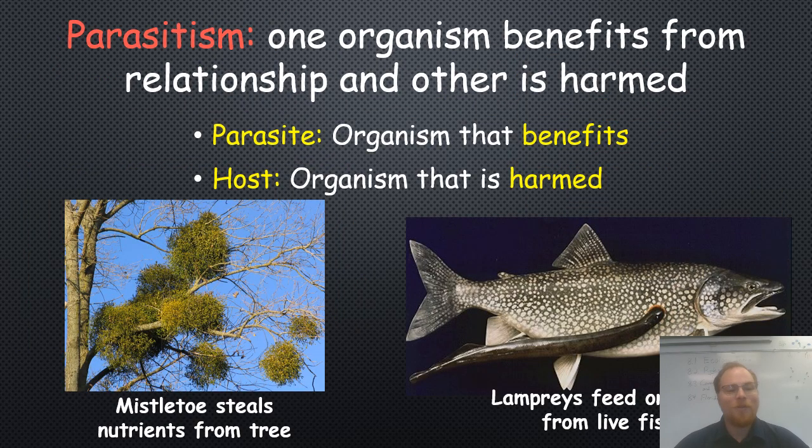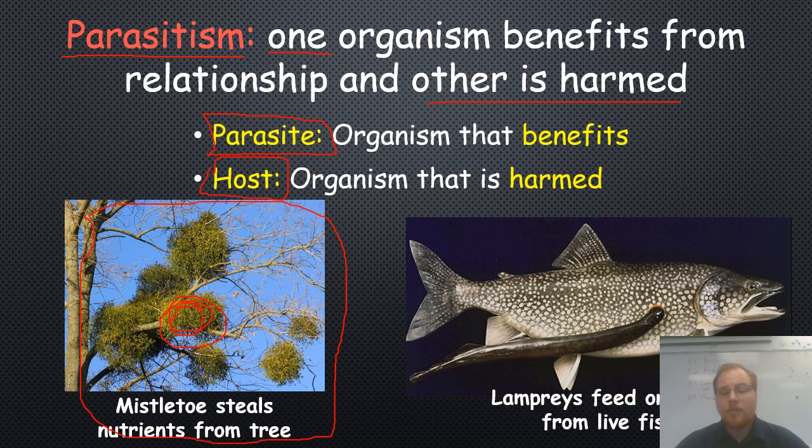Now, you guys know I don't like this one, but this one is parasitism, and we've talked about it a little bit. This is where one organism benefits and the other is harmed, okay? The parasite is the thing that benefits, and the host is the organism that is harmed. Last time we were talking about this, I used mistletoe as an example. Mistletoe grows on the tree, and it steals nutrients and stuff from the tree and keeps it for itself. So the tree is actually harmed by mistletoe.